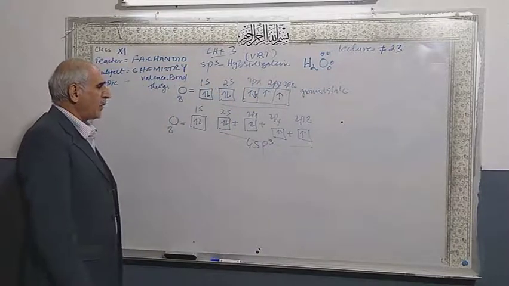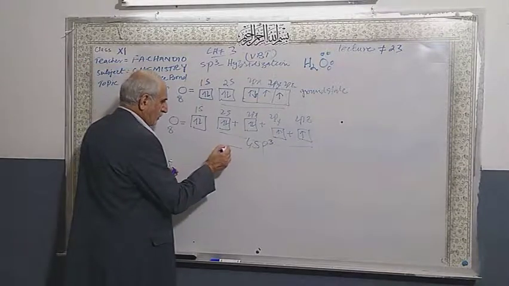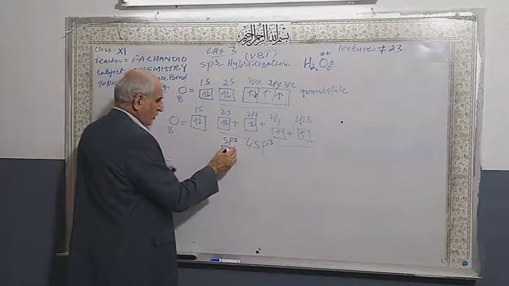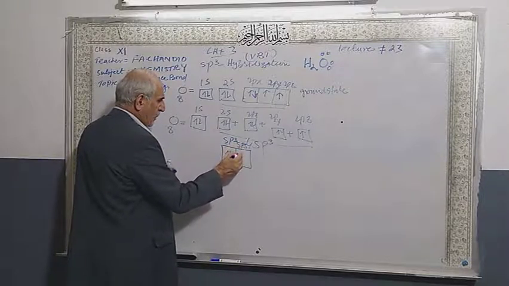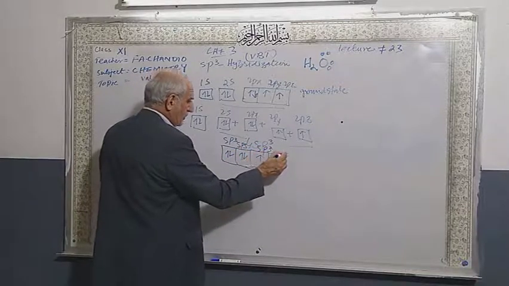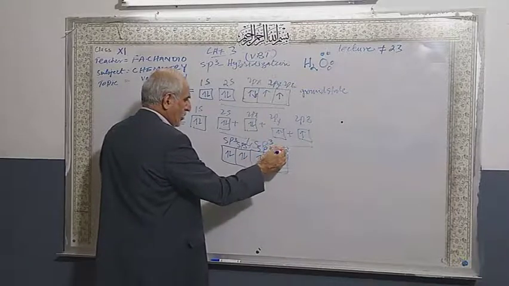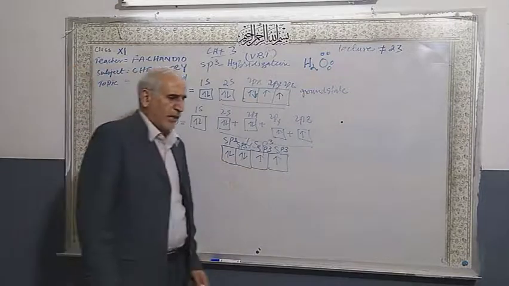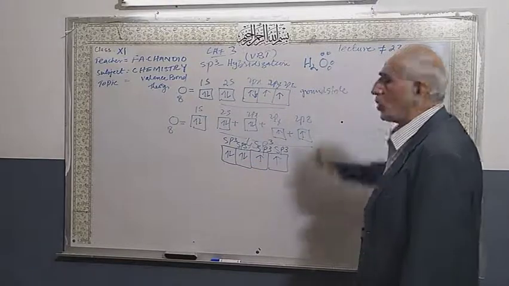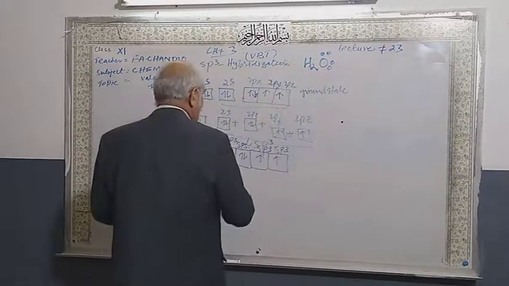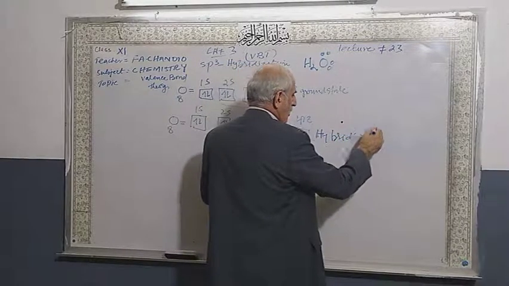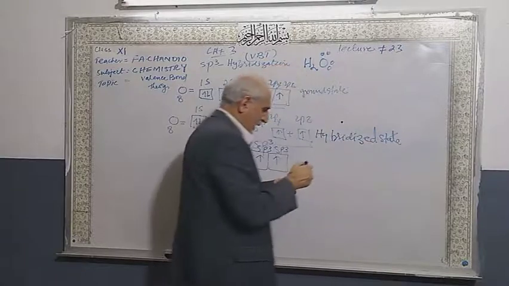Again 4 sp3 hybridization, but the difference is this one sp3 has 2 electrons, another sp3 has 2 electrons, sp3 has 1 electron, and sp3 has 1 electron. So 2 are paired and 2 are unpaired. They are as lone pairs. These are the 2 lone pairs. So this is the hybridized state.